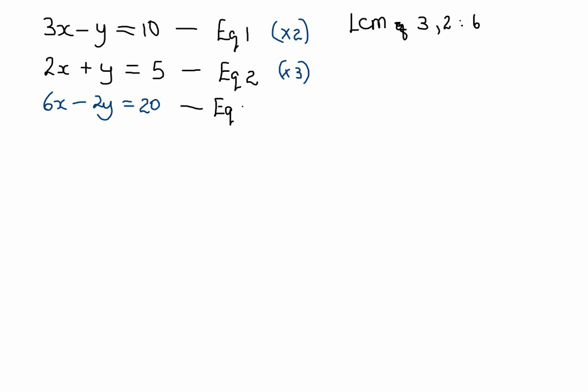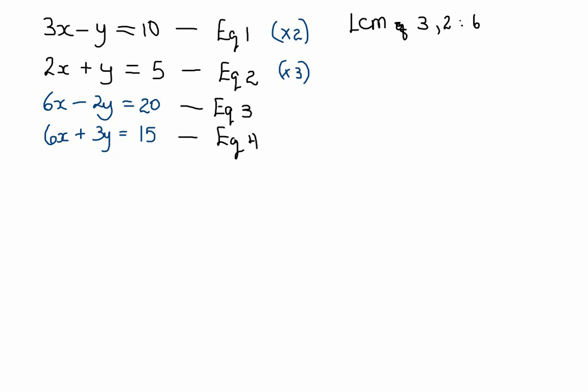And then my second equation multiplied by 3 would give me 6x plus 3y, and 5 3s are 15. So these are our 2 new equations. We're going to use these to do the elimination. We don't use the given equations any longer because those will not help us in our elimination process.